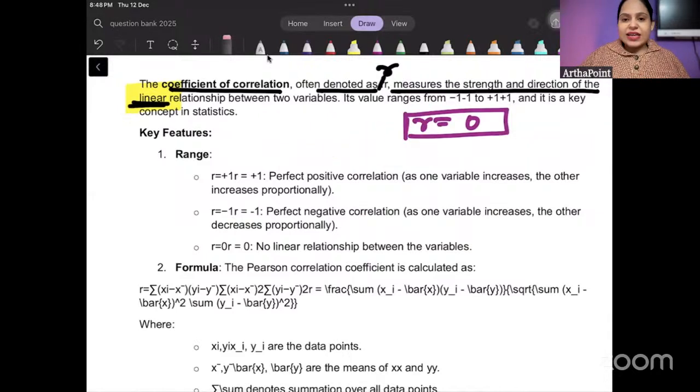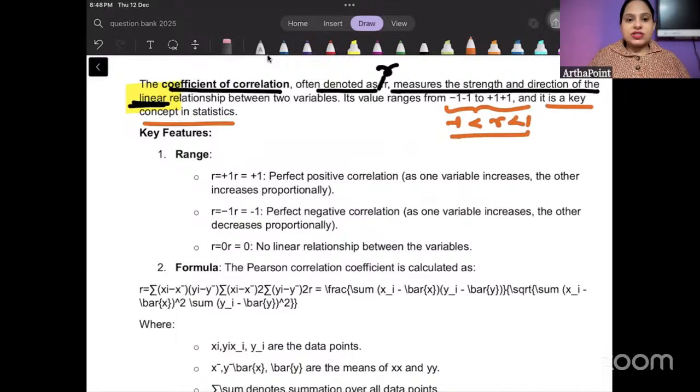But this is a typed answer, so just be a little sure. I've typed the answers, so check the printing once. So this is between -1 to 1. And it is a key concept in statistics.